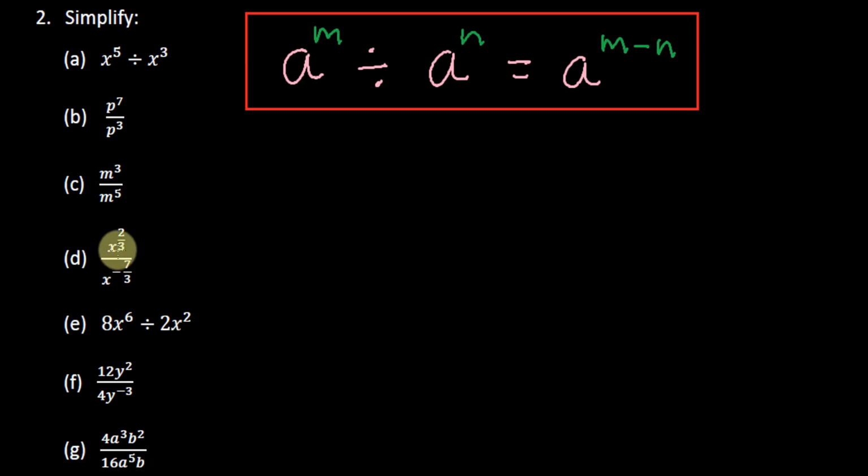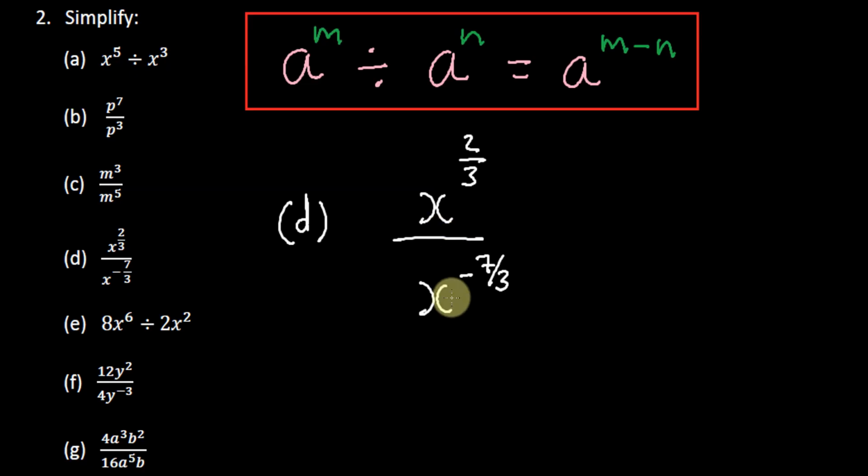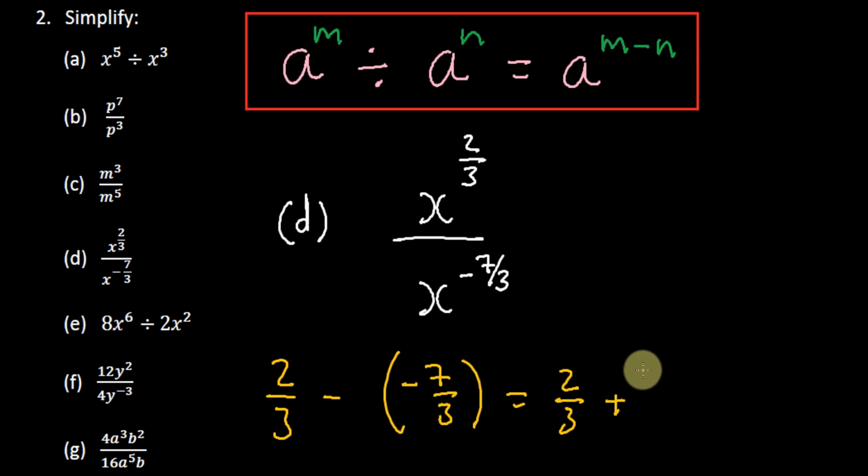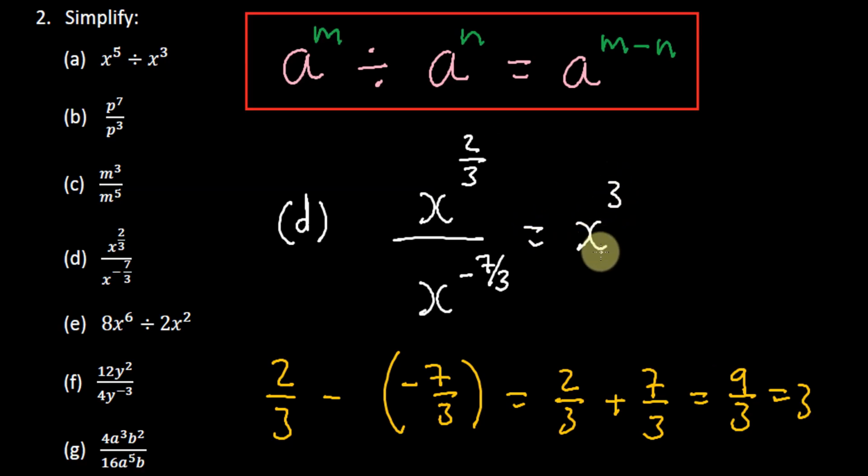Then in D, we have x to the 2/3 divided by x to the negative 7 over 3. Once again, since we are dividing and the bases are the same, we can subtract the powers. So it's going to be 2/3 minus negative 7 over 3. And this, of course, is 2/3 plus 7 over 3, a minus times a minus being a plus, which is 9 over 3, or just 3. So then the answer here will be x to the power of 3, or x cubed.